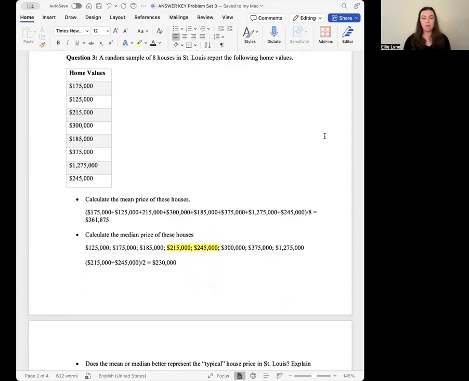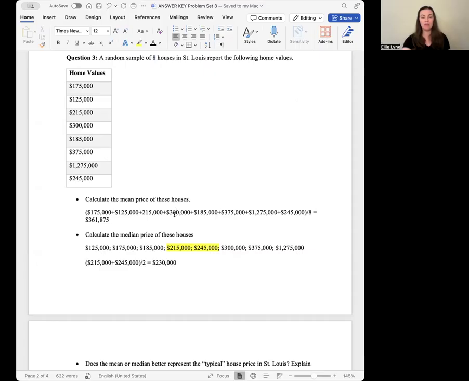A random sample of 8 houses in St. Louis report the following home values. So we have 8 listed here. Seeing that I have another even number here should trigger to you that our median value is going to be 2 observations that we'll have to divide by 2 to find that 50th percentile mark. And so we'll keep that in mind as we move forward with calculating both our mean and median.